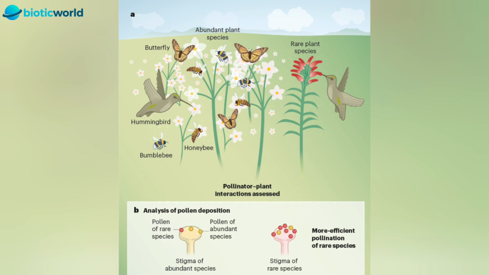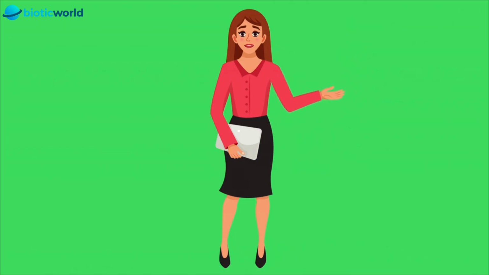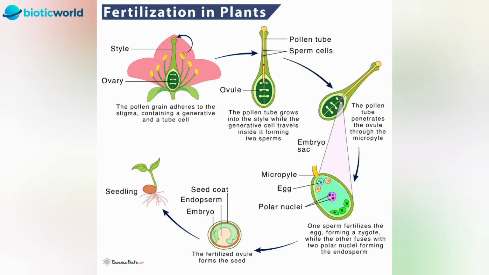Once pollen reaches the stigma, the next stage is fertilization. Let's take a look at how this process unfolds. When pollen lands on the stigma, it begins to germinate, forming a pollen tube that grows down the style. The pollen tube carries the male sperm cells down through the style to reach the ovary. Inside the ovary there are ovules, each containing a female egg cell.